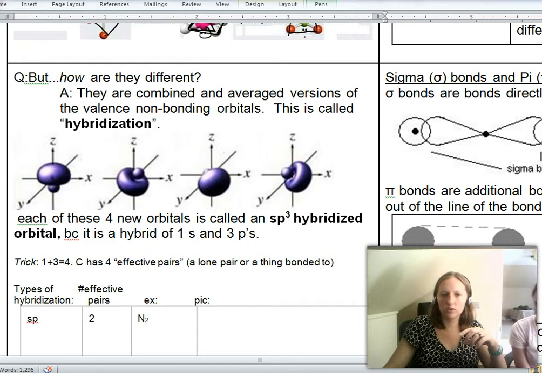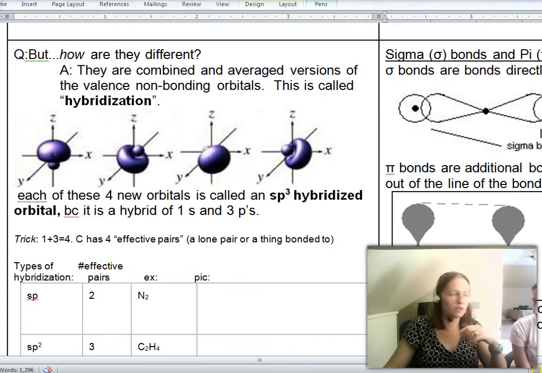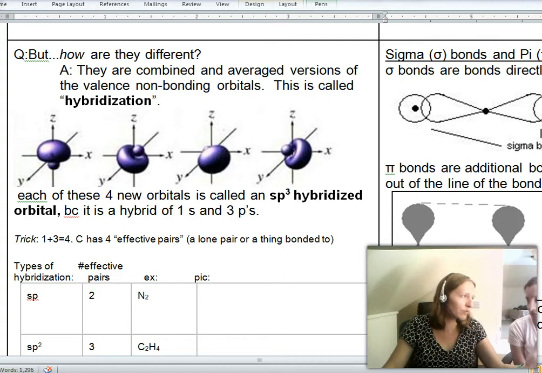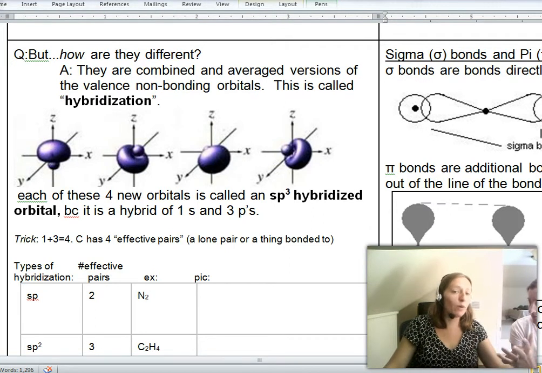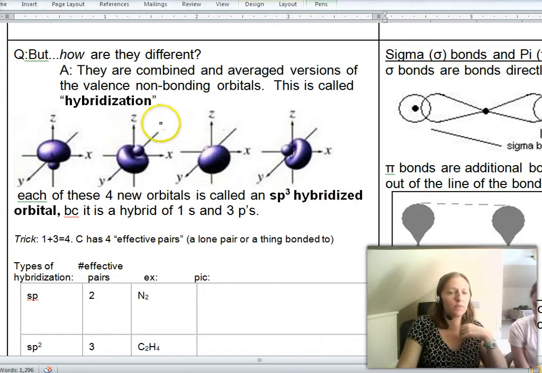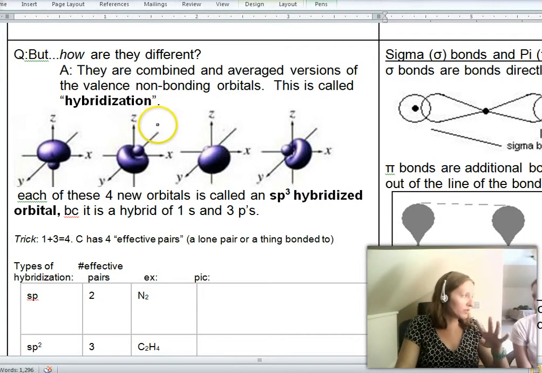So the question is, what are we doing with the orbitals that's different than what we're normally doing with the orbitals when the atoms are by themselves? They're doing something different when they're bonding because you're not dealing with an S and three P's. So how are they different? They are averaged out versions of the orbitals that you started with.